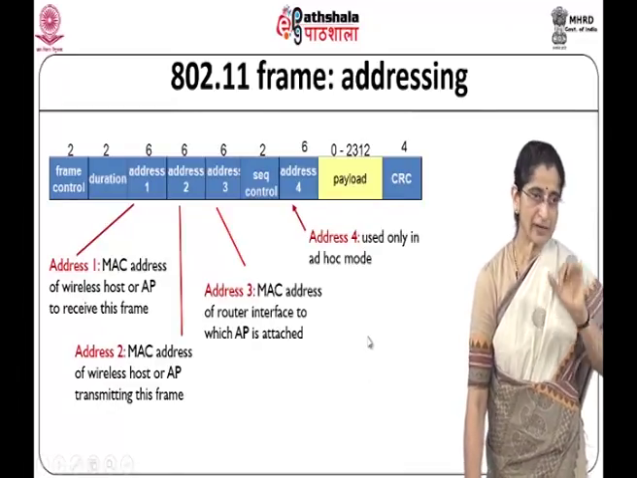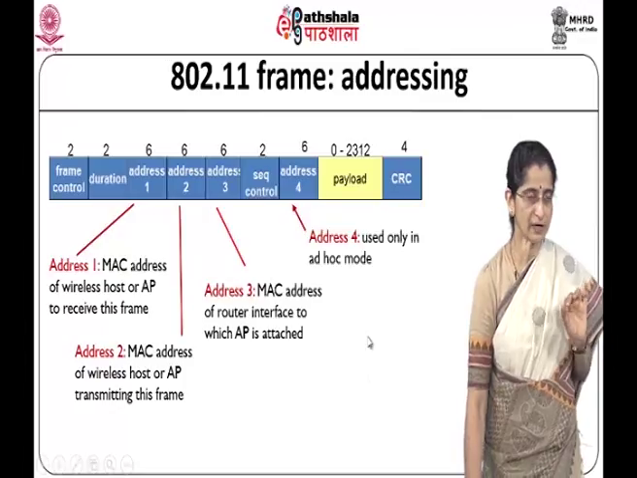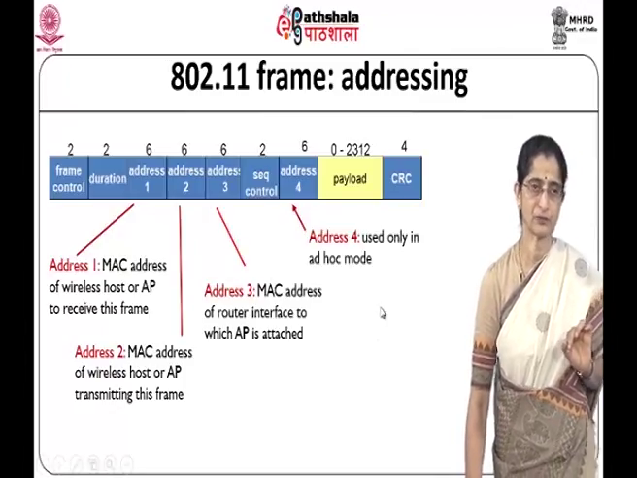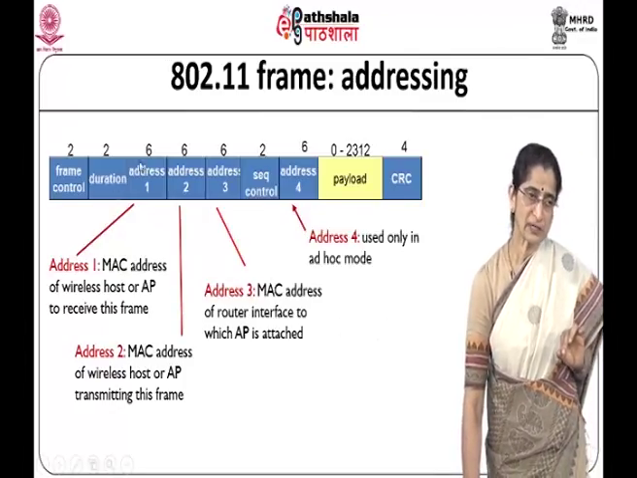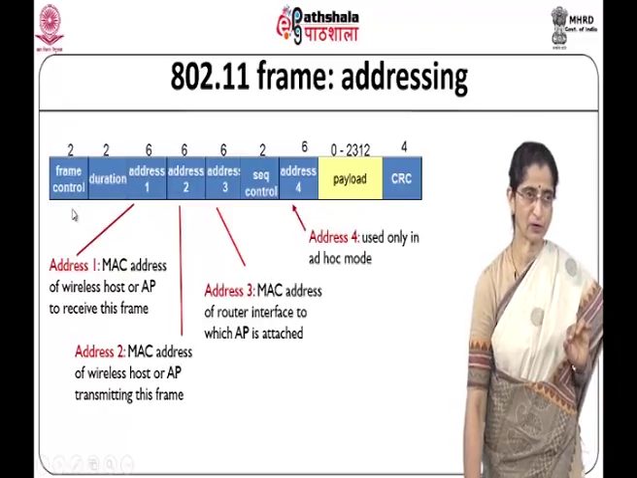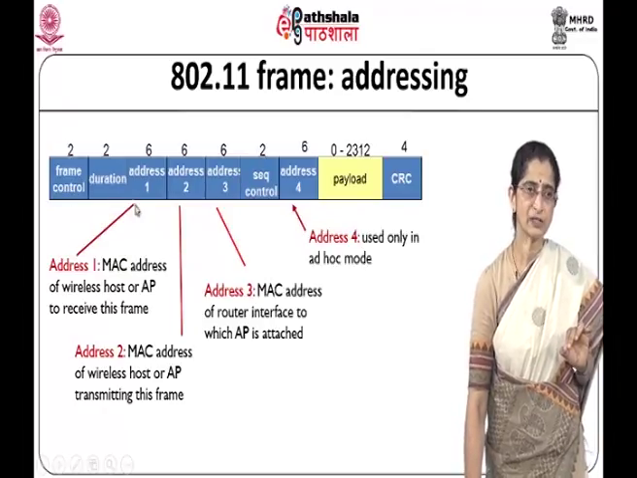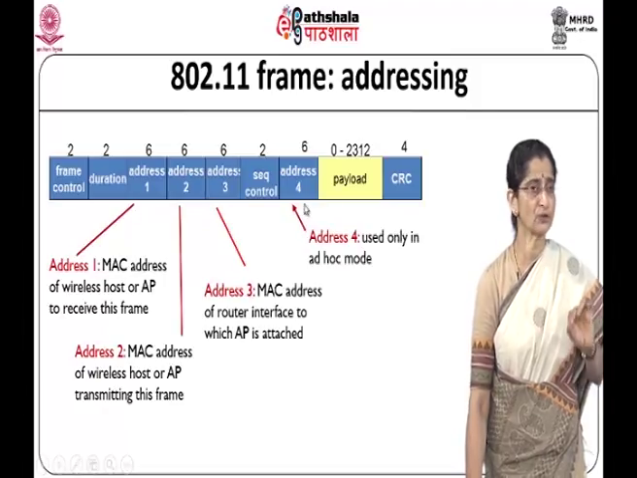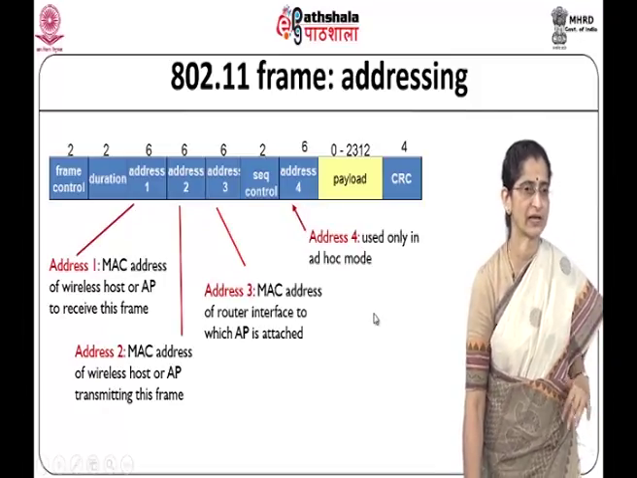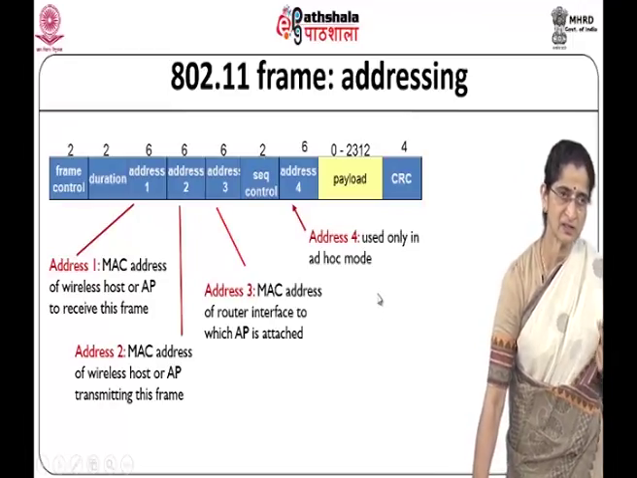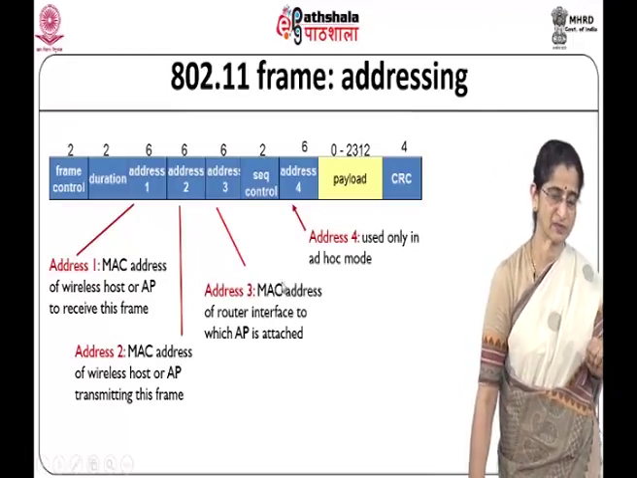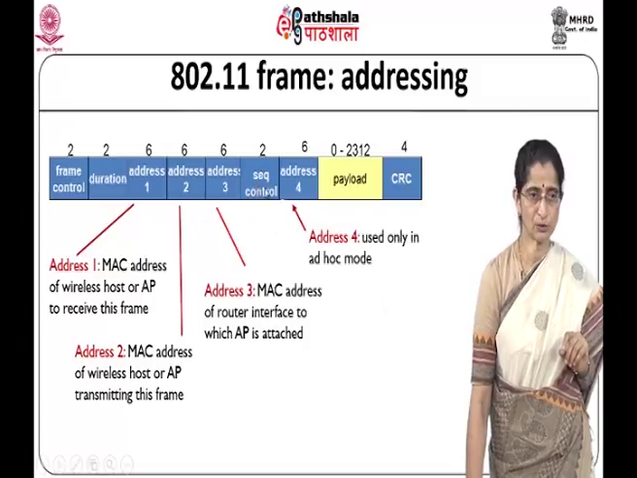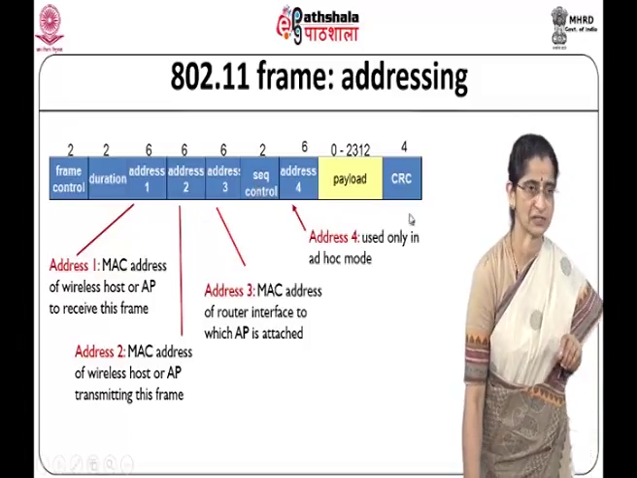Now coming to the frame structure, this is another very important aspect of the 802.11 protocol. Now if you look at the frame structure, you will see that there is a frame control field, a duration field, and then you will see that there are 4 address fields, address 1, address 2, address 3 and address 4. Now normally you would have seen that in all the protocols that we have, there will be 2 addresses, the destination address and the source address, but here we have 4 address fields, and then there is a sequence control field, then of course the payload, and then the CRC.